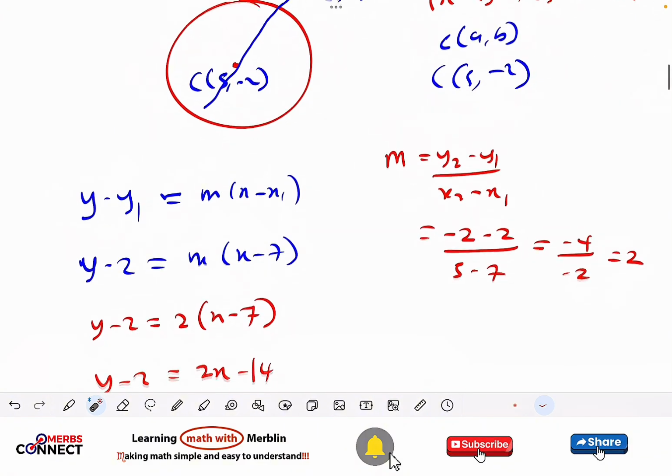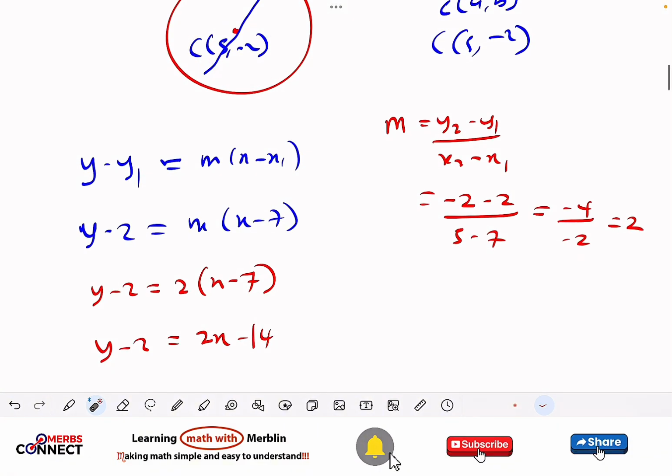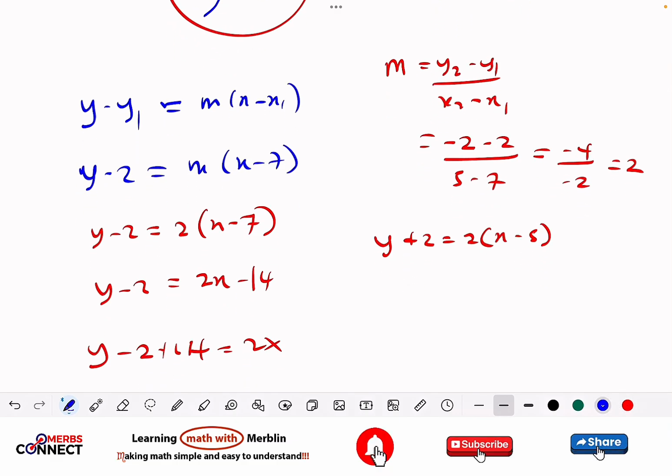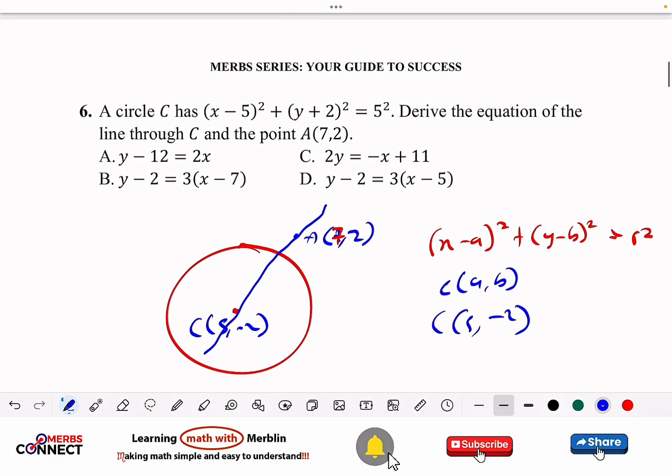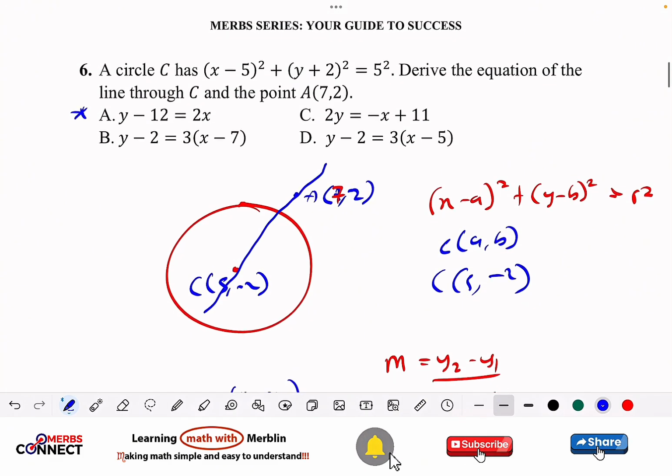Okay, let me assume that I'm changing the point, using the center, and see what we are going to get. Then we can conclude that maybe there is no answer here. So this is going to be y plus 2 equals 2 times (x minus 5). So y plus 2 is equal to 2x minus 10. And moving, you get y plus 12 is equal to 2x. So it's giving us the same result. Okay, so we don't have any result here. The likely answer should have been this, but we don't have an answer from there.